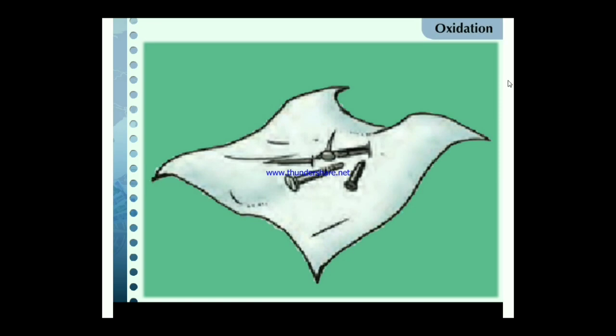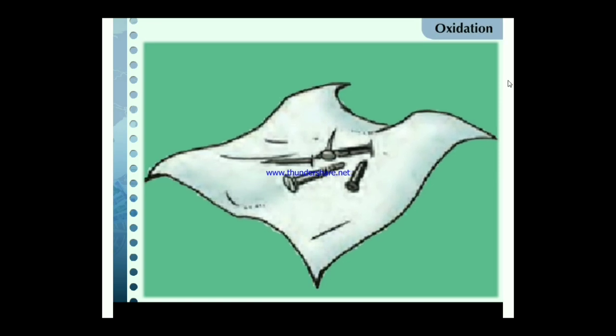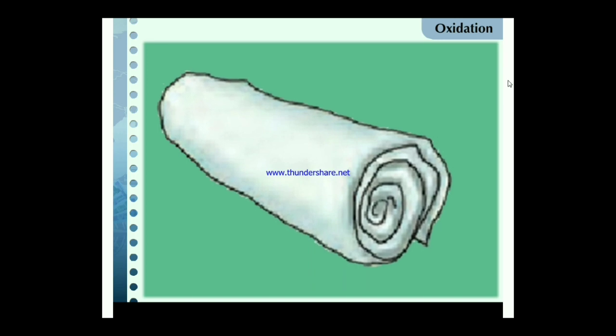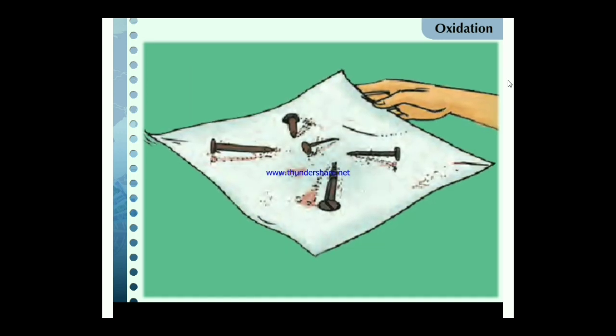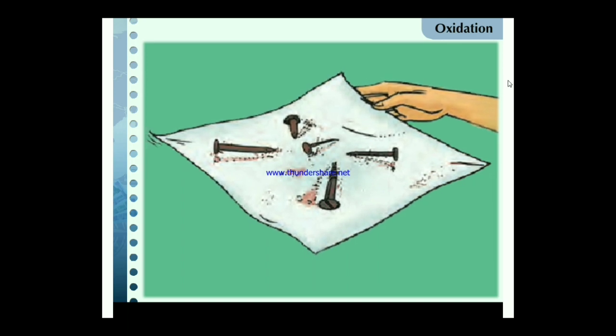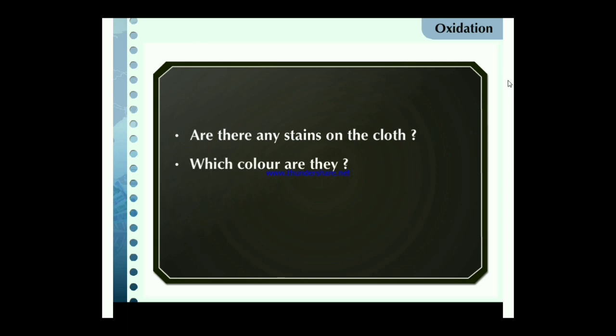Oxidation. Try this. Wrap a few iron nails in a wet cloth. Open the cloth after 2 days. Observe what happens and answer the following questions. Are there any stains on the cloth? Which color are they? What could be the reason for the stains?